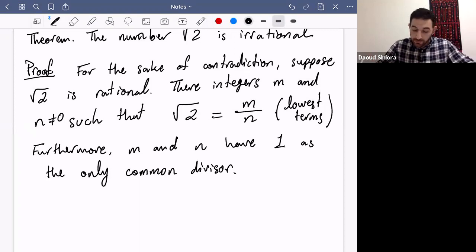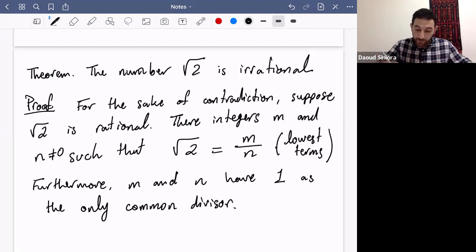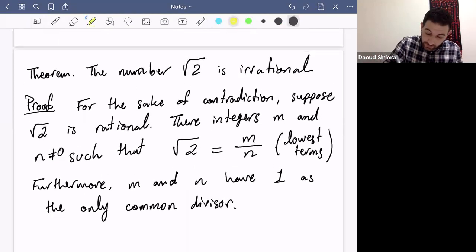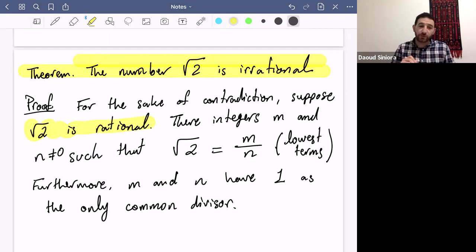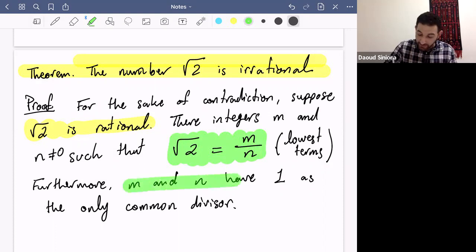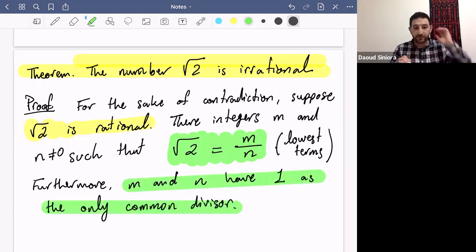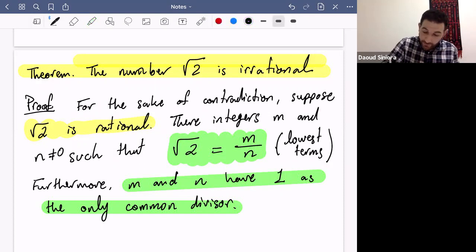Now what we will do, so again, we want to prove this statement by contradiction. We assume it is false. So assume square root of 2 is rational. Once we assume square root of 2 is rational, we get the following. We get that there are two integers, m and n, such that m over n is square root of 2, and m and n have 1 as the only common divisor. Okay, so all of these are consequences of assuming that the square root of 2 is rational.